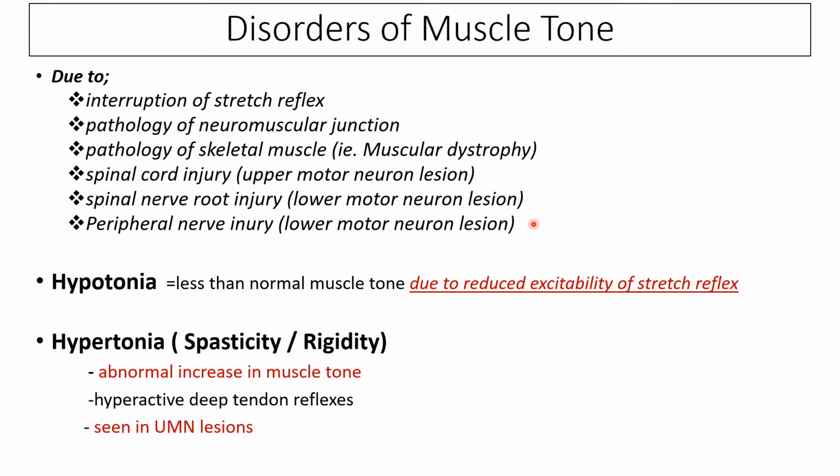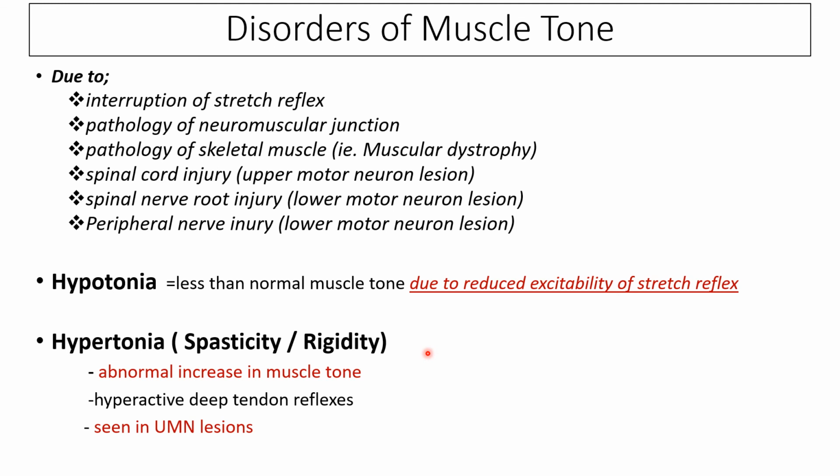Okay, so all these things are possible causes of altered muscle tone in the body. As a general definition, hypotonia. Hypo means less than normal tone. Make sure you know this: hypotonia is due to reduced excitability of the stretch reflex, the muscle spindle reflex. If that stretch reflex is diminished, then you have less muscle tone in the body, or of that muscle.